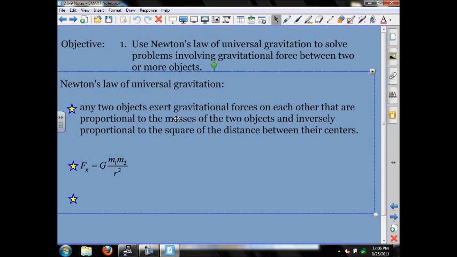No, that would be an electric force. That wouldn't even necessarily be a gravitational force, although there is a gravitational force between the electrons. It's a constant, all right? Capital G is the constant for gravitation.